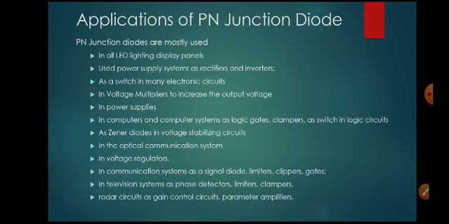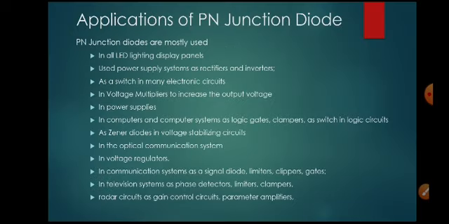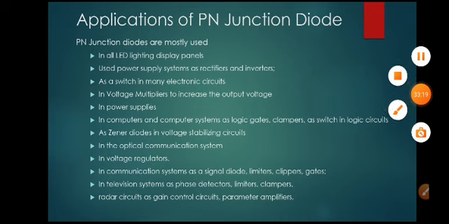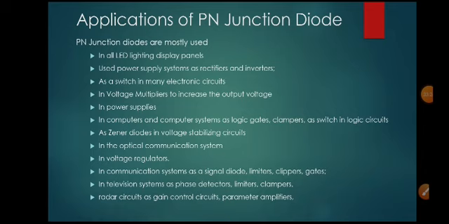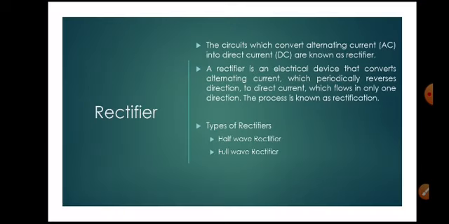in radar circuits as gain control circuits, parametric amplifiers. These are some of the applications of a PN junction diode. The PN junction diodes are major building blocks of semiconductor circuits. So this PN junction diode is also used as a rectifier.